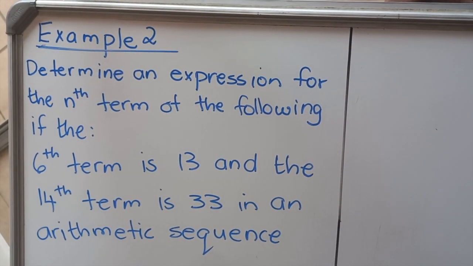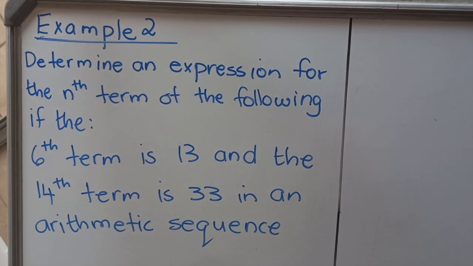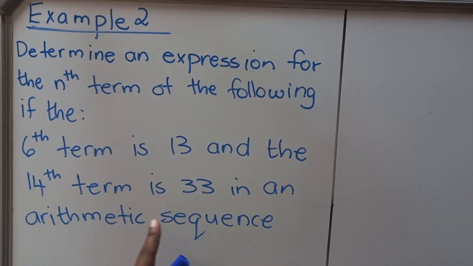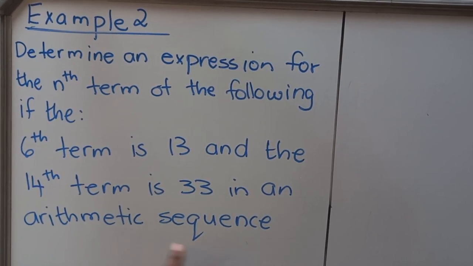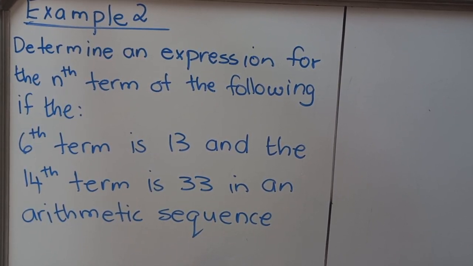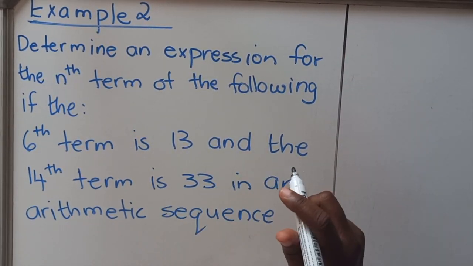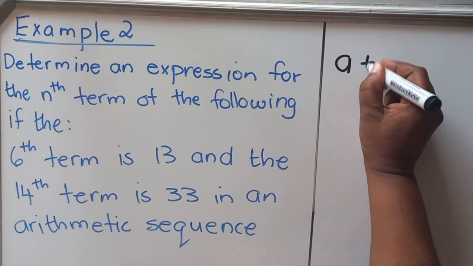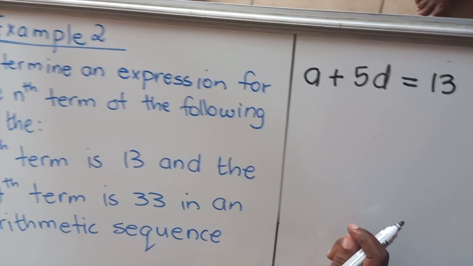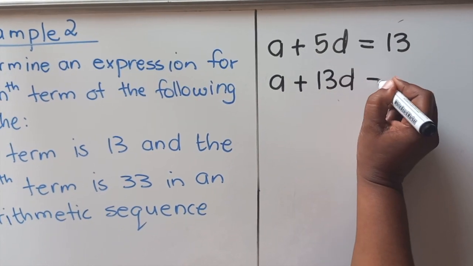Okay, our second example is determine an expression for the nth term of the following if the 6th term is 13 and the 14th term is 33 in an arithmetic sequence. This is important. You need to know whether it's a geometric sequence or an arithmetic sequence, because they said an arithmetic sequence. So the 6th term is A plus 5D, equal to 13. And then the 14th term is A plus 13D, equal to 33.